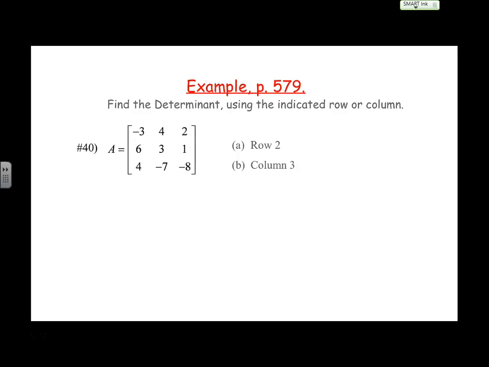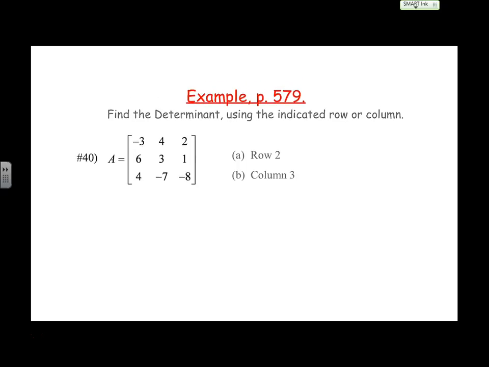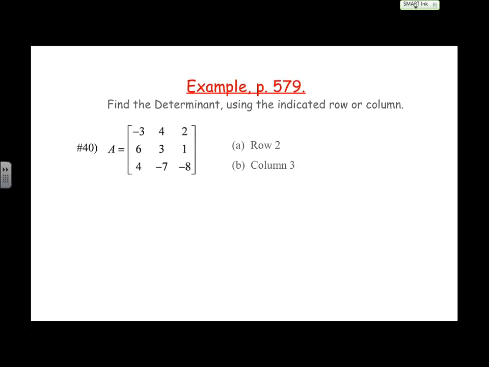6, 3, 1. We have options. We're just going to choose one for class for examples. Do we like his numbers better or his numbers better? The row or the column? Okay. That's what I thought you guys would say. It has a 1 and it doesn't have any negatives.